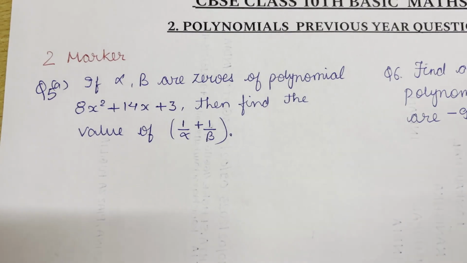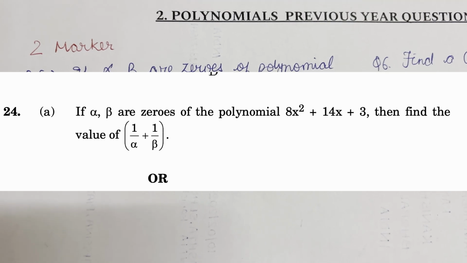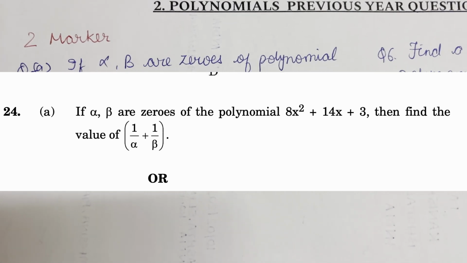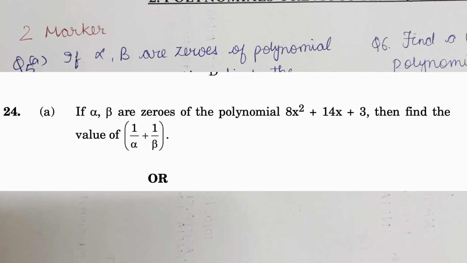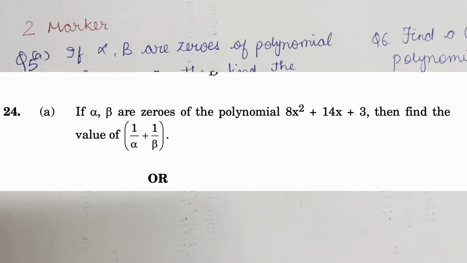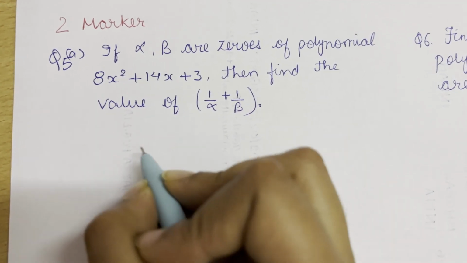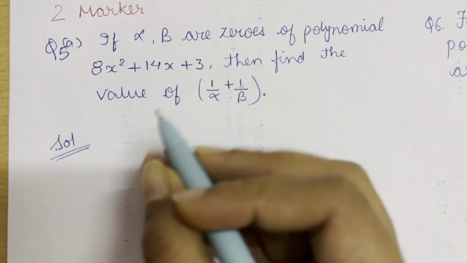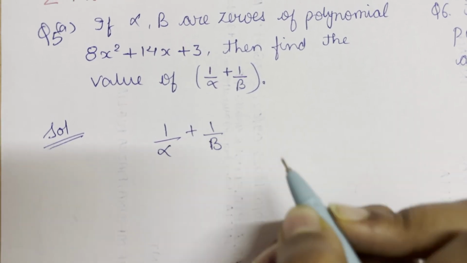What this question says is, if alpha and beta are the zeros of the polynomial given to us, that is 8x square plus 14x plus 3, we are asked to find the value of 1 by alpha plus 1 by beta. So it's a very easy question. So let's solve it. We are asked to find the value of 1 by alpha plus 1 by beta.